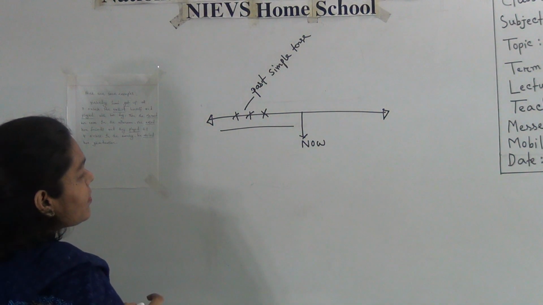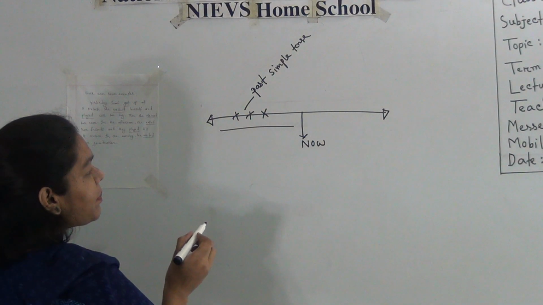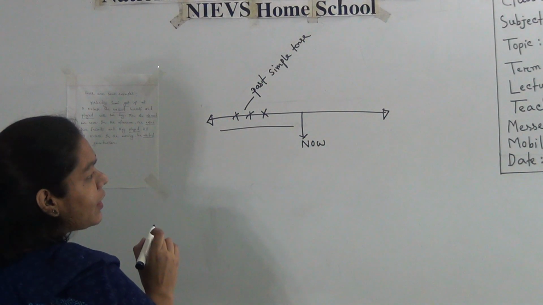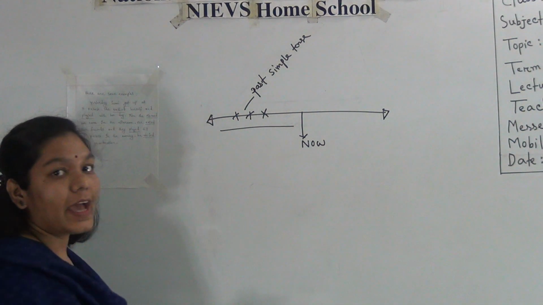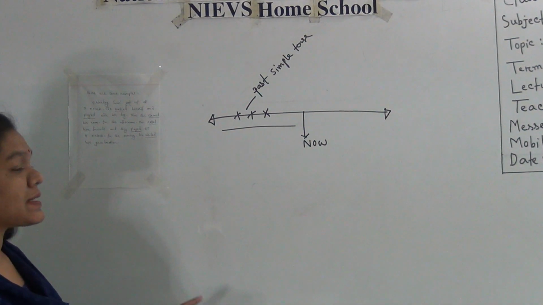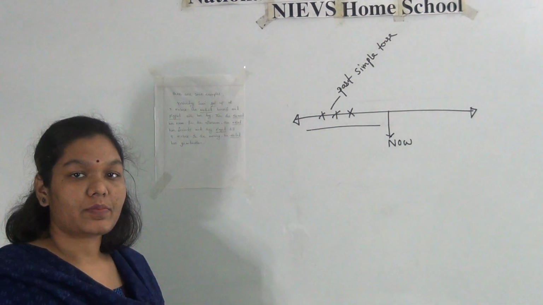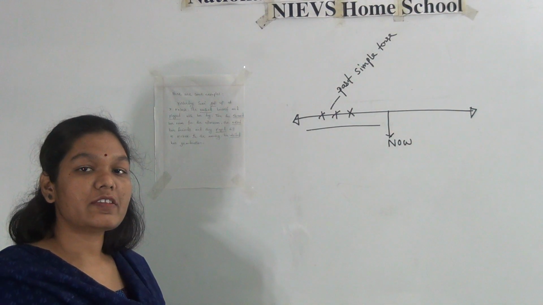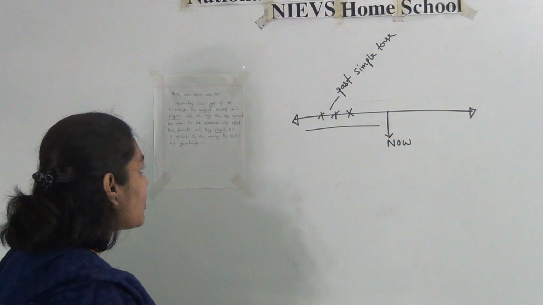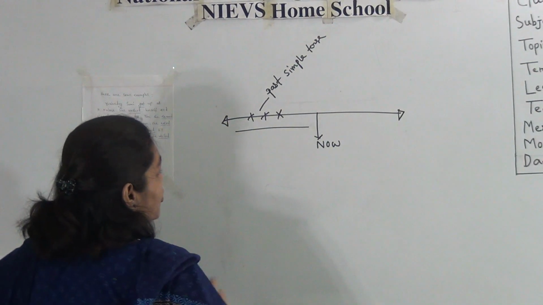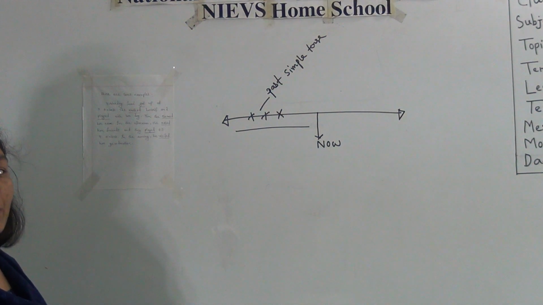Simple past tense talks about something that happened before now or in the past and it is finally finished and over. Okay, so again I am telling you, students, simple past tense talks about something that happened in the past or before now. It's finally over. Okay, students? So now, do you understand what simple past tense is, students?